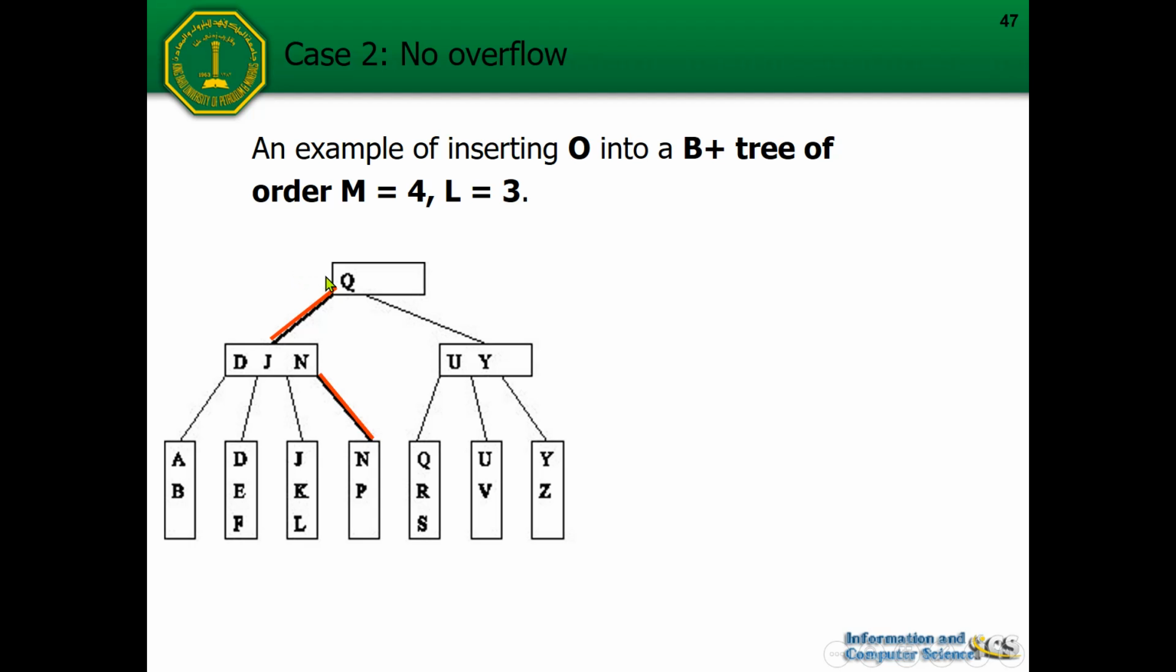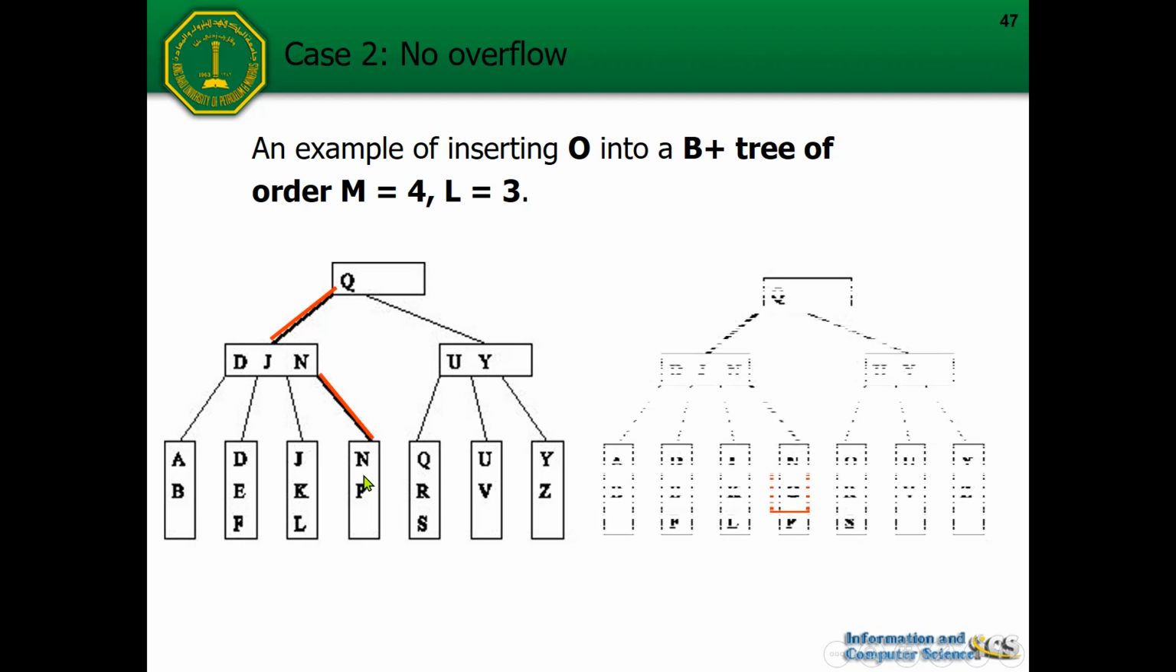Because O is less than Q, we go to the left and we compare the O to the D. O is bigger than D, we compare again O to the J. O is bigger than J, and we compare again O to N. Because O is also bigger than N, that means we need to go to the right. So now we go to the right, then we compare again O to N. O is bigger than N, and P. You can see that O is smaller than P. That's why we need to insert O between N and P.